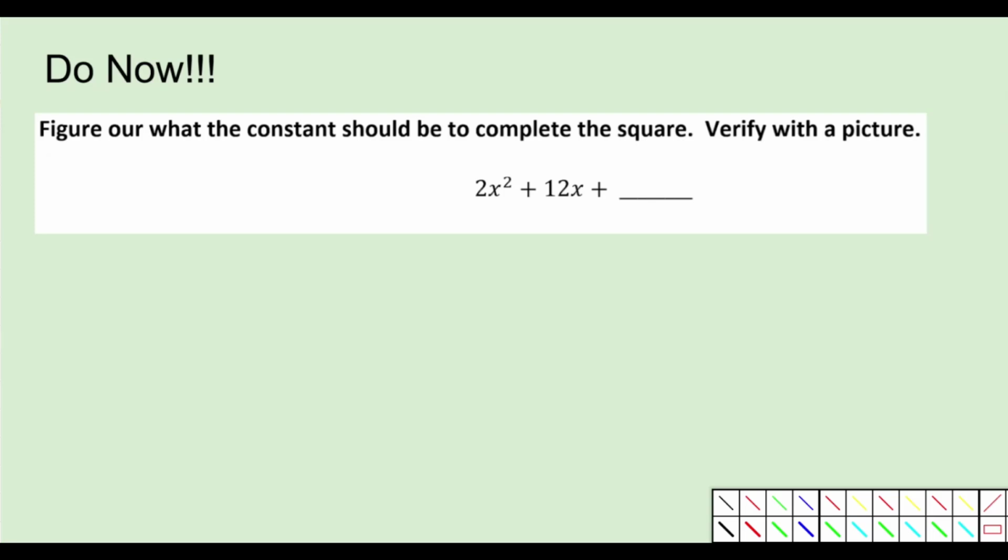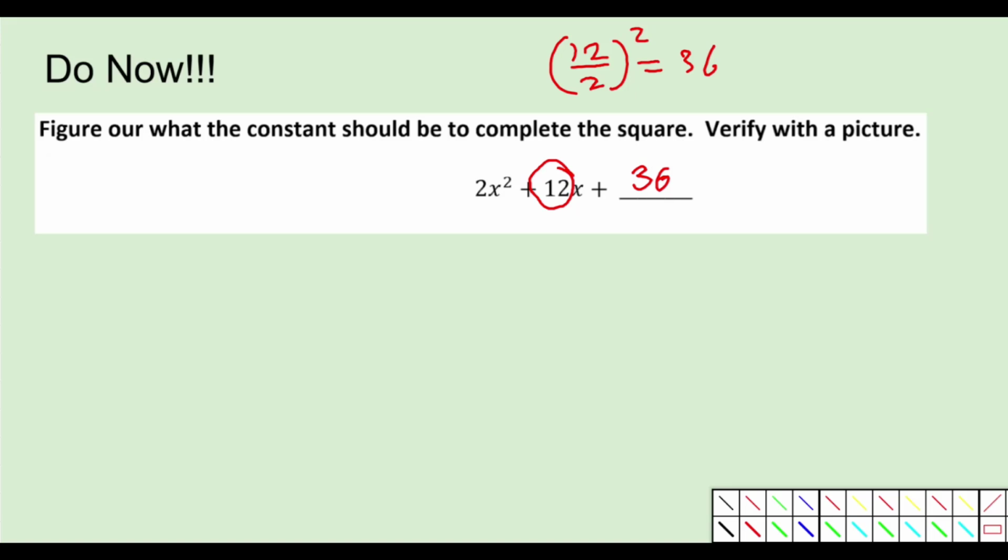Now most of you are probably looking at this one: figure out what constant should be added to complete the square, and verify with the picture. You're looking at your term here and you see 12, so I know you're probably using that rule. 12 divided by 2 and then squared is 36, so you should make 36 tiles. So most of you probably said the answer is 36. But I want you to verify with the picture so you can see that it doesn't work.